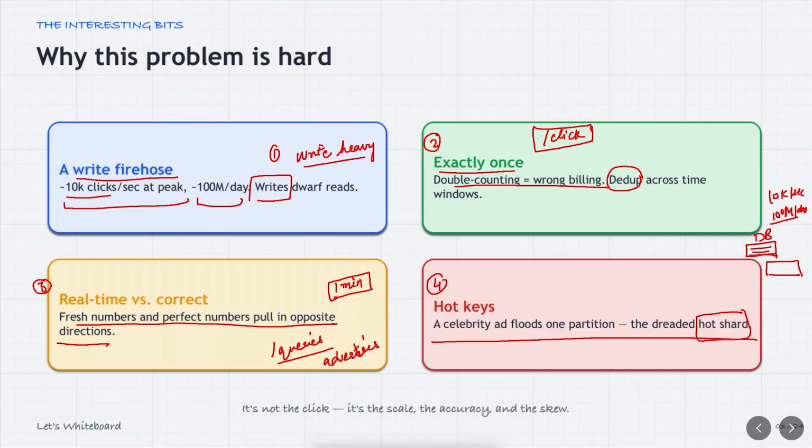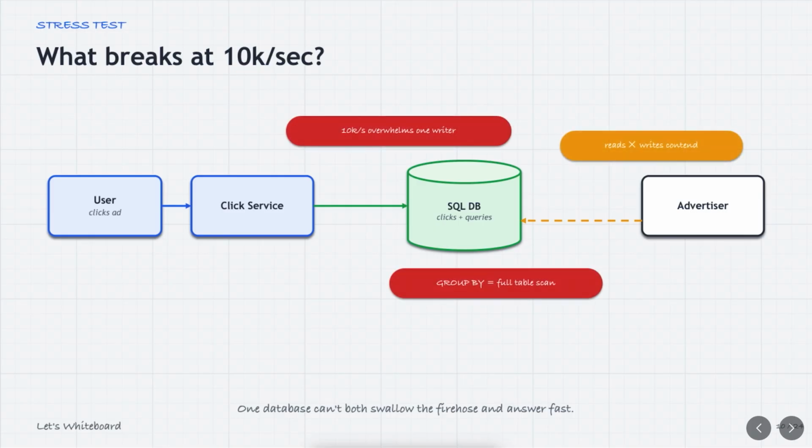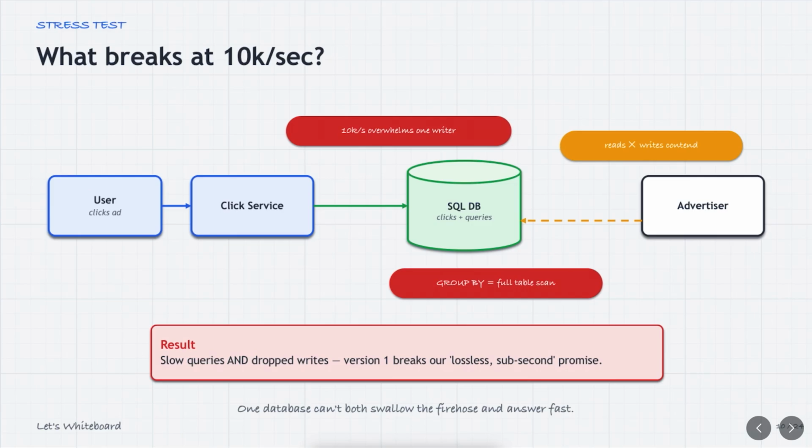That's how we need to design our entire system. Now let's look at why a very simple system, where we have a backend service and a DB, and the advertisers can query through the DB, does not work.